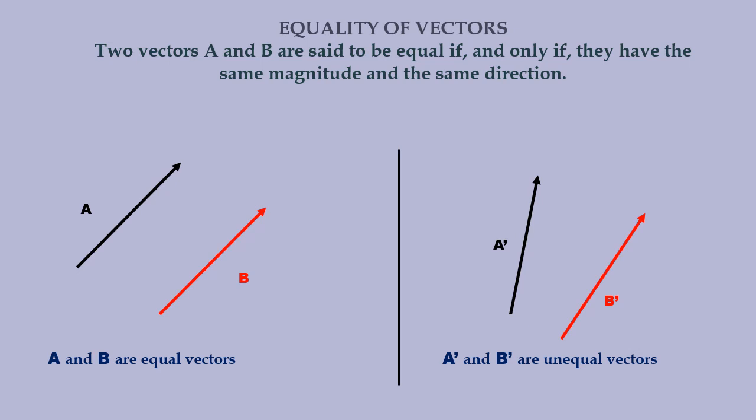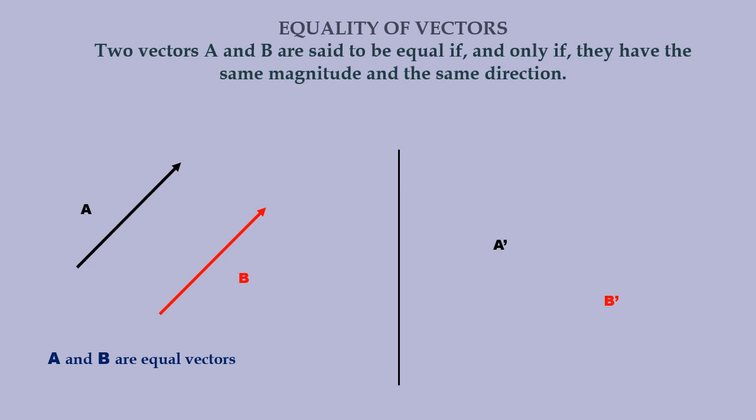Length, magnitude दोनों का same है, लेकिन उनकी direction अलग अलग है. वो दोनों एक दूसरे के parallel या same direction में नहीं है. तो आप ये कह सकते हैं कि A dash और B dash यहाँ unequal vectors हैं. Equal हो ही नहीं सकते, क्योंकि equal vectors होने के लिए both magnitude and direction should be same. Compulsorily should be same. If any one is not the same, then they are unequal vectors.